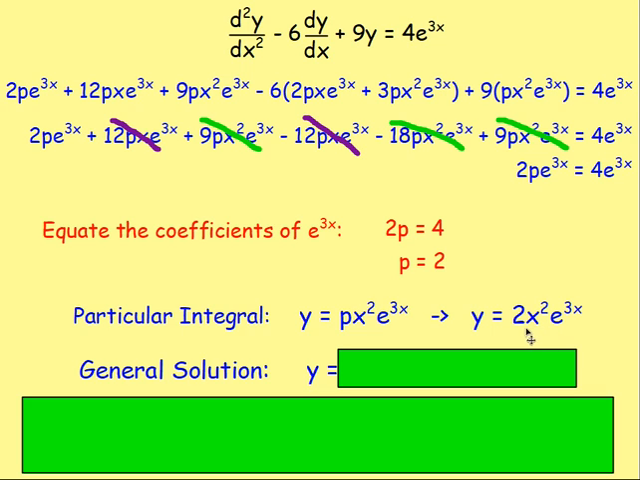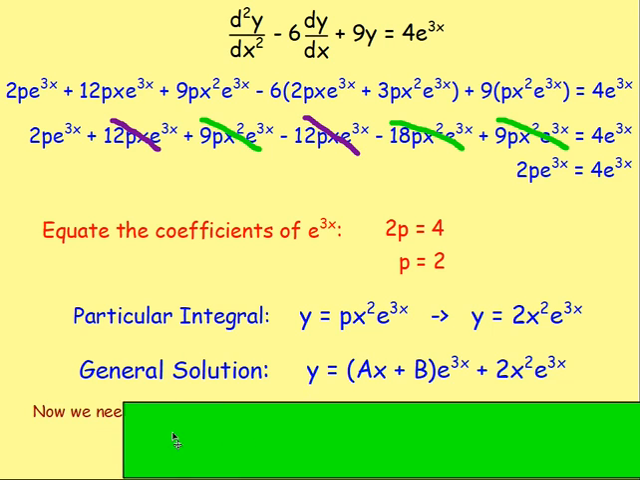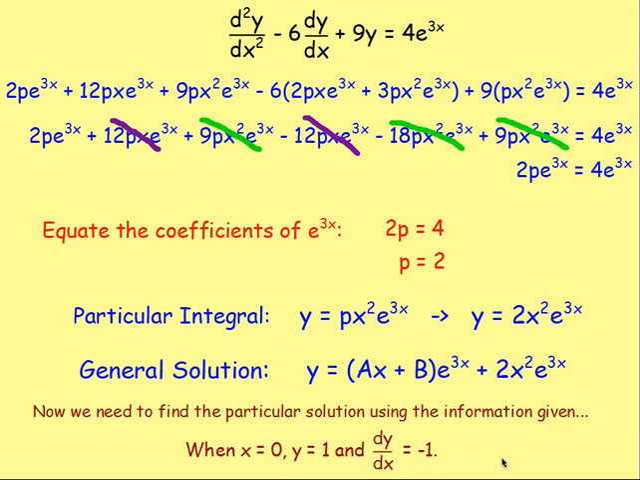The general solution then, what are we going to have? Well, for the general solution, you know you're taking the complementary function, which was that, and you're adding on your particular integral. So that there is the general solution. However, stop right there. You're not actually done, because we were given this additional information.